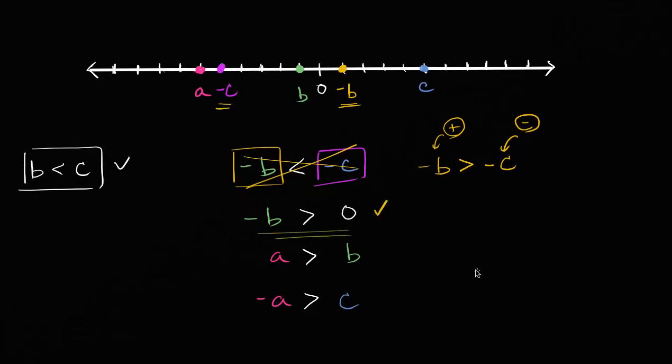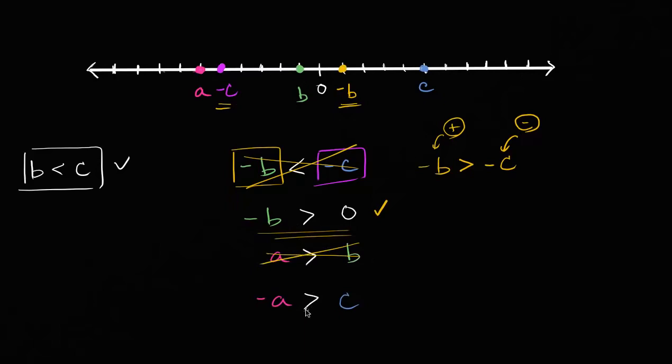All right. Now, is a greater than b? Well, let's look at it. a is to the left of b on the number line. a is more negative than b. So a is less than b, not greater than b. So this is not going to be the case. In order for something to be greater than something else, it would have to be to the right of it. For a to be greater than b, it would have to be to the right of b. But we see a is to the left of b. a is less than b.